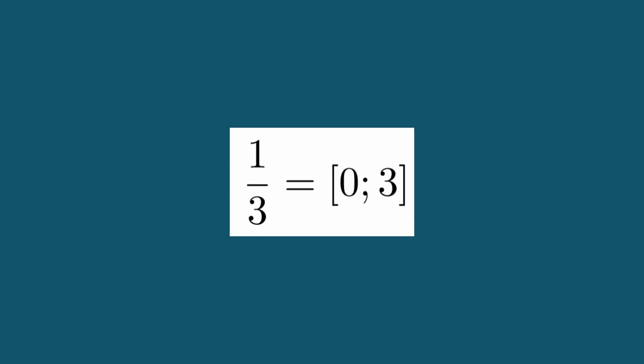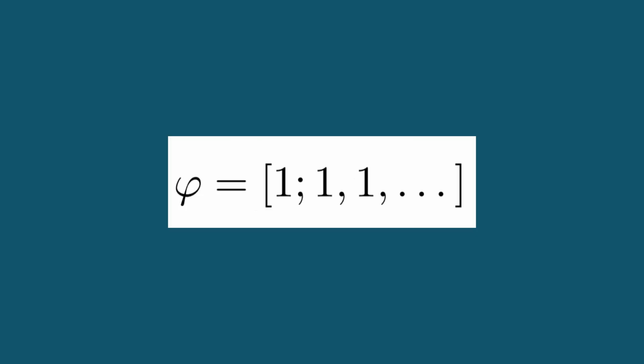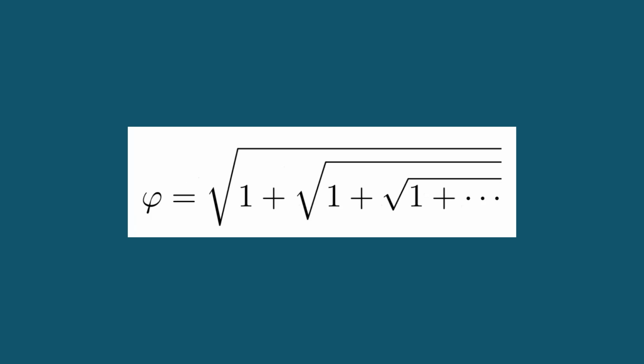When we compute the continued fraction for phi, we find a surprisingly simple pattern. Phi is equal to [1; 1, 1, 1, and 1s all the way on]. Despite being irrational, it's simply an infinite sequence of 1s. Another similar way to define the golden ratio is as nested radicals involving only 1. Phi is equal to the square root of 1 plus the square root of 1 plus the square root of 1 plus, and so on.